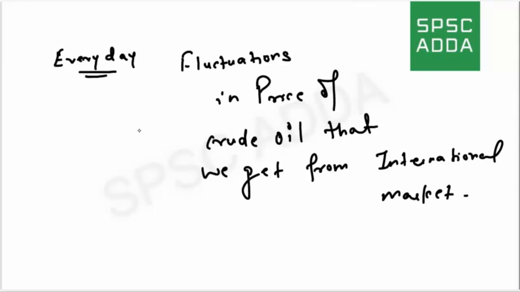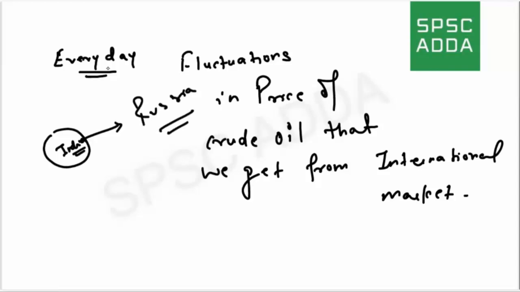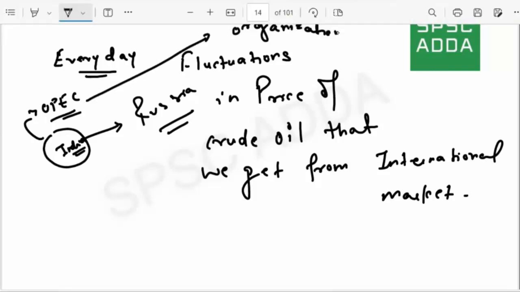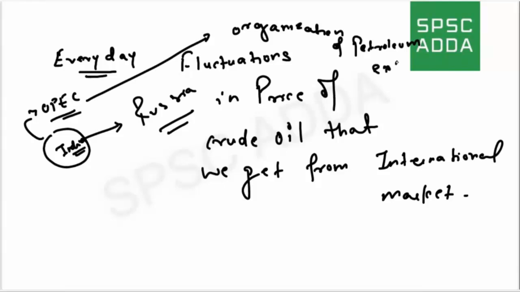For example, India depends on various countries for oil. One of the countries is Russia. The other is the OPEC countries. Have you heard about OPEC? Yes, sir. OPEC is the Organization of Petroleum Exporting Countries. So these are OPEC countries.